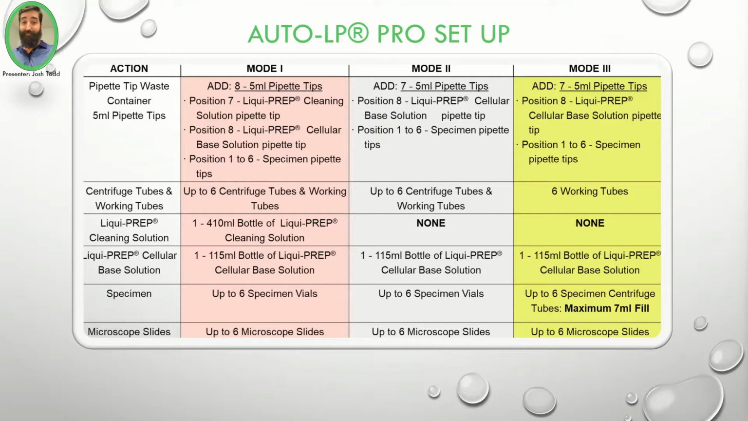Up to 6 specimen vials can be added in Modes 1 and 2, and up to 6 specimen centrifuge tubes with a maximum fill of 7 milliliters can be added to Mode 3. Always use the appropriate amount of microscope slides for the amount of specimens you are processing.